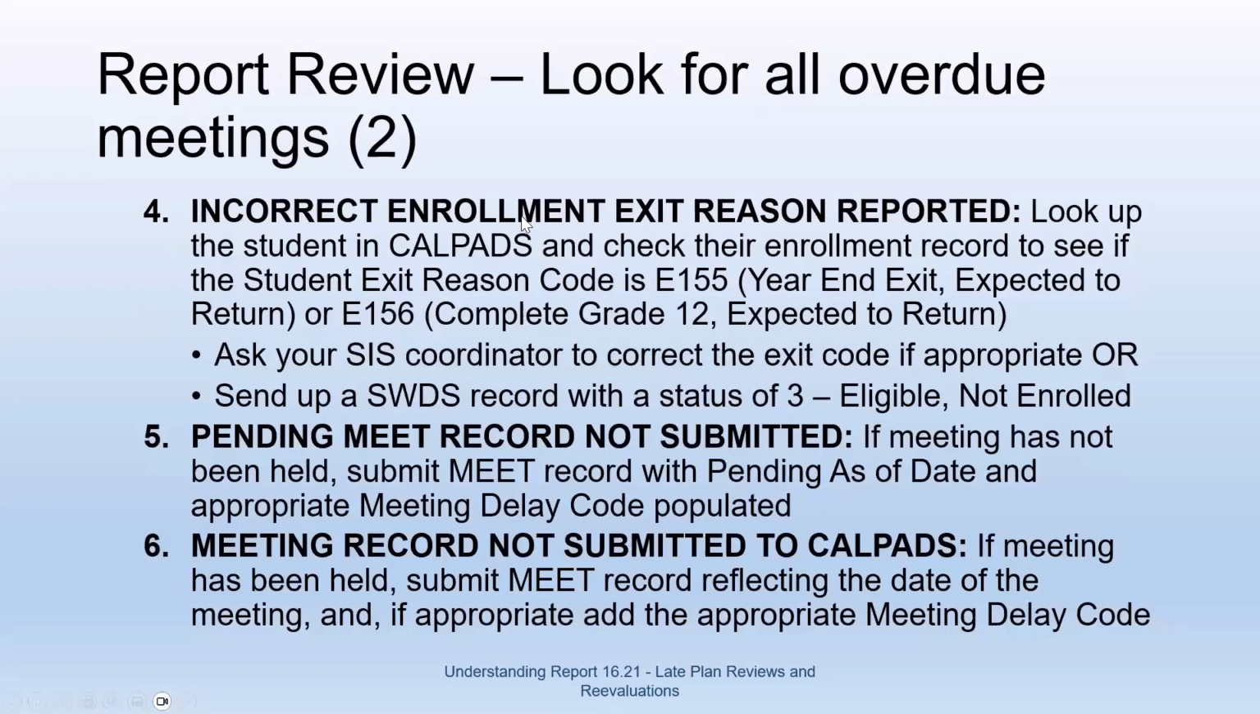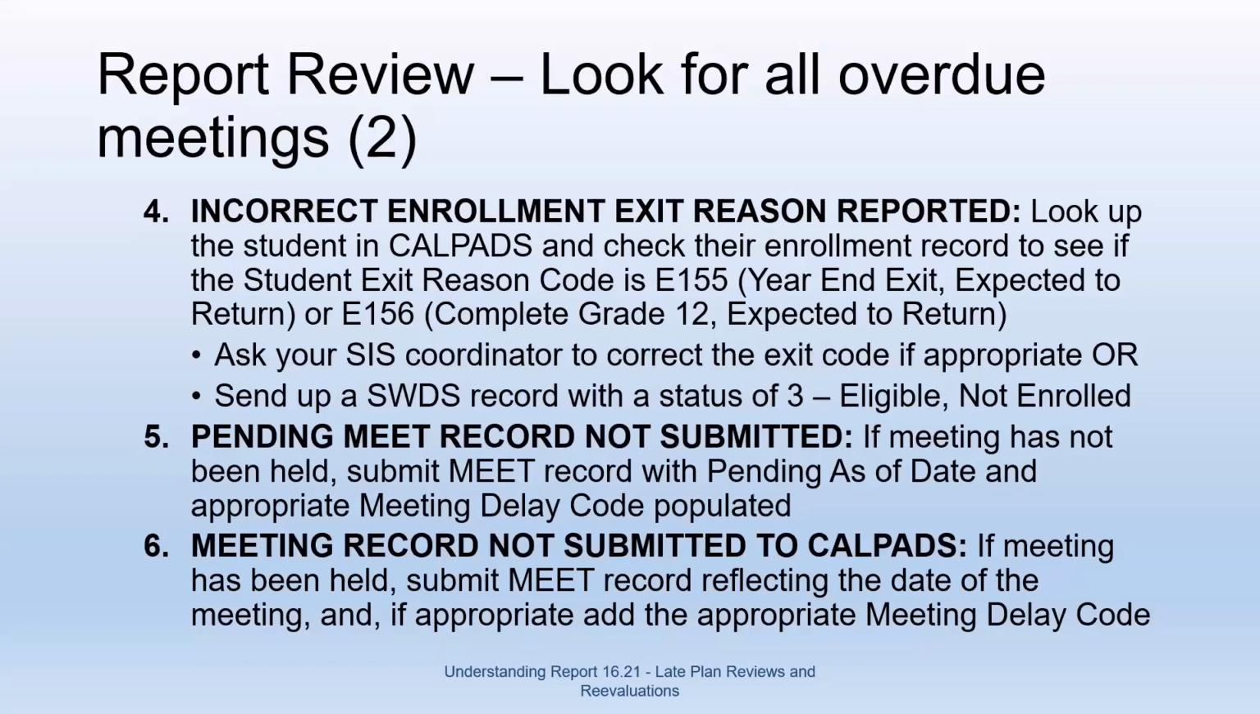Next, you want to, and this is a big one, folks. This is a very, very big one. There's an incorrect enrollment exit reason reported in CALPADS, okay? So as I mentioned before, students that were exited with an E155, which means I finished out the year and I'm expected to return the next year, or E156, which says I completed grade 12, but I'm going to expect it to return as a fifth-year senior. That's basically what those are, okay? If the student's last exit code is one of those, students will continue to appear on the report.